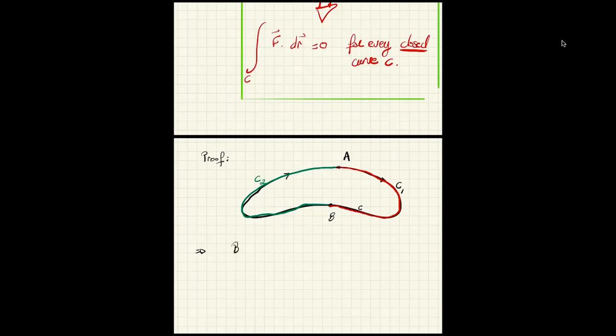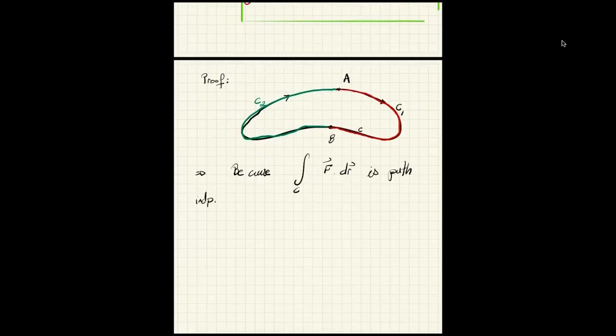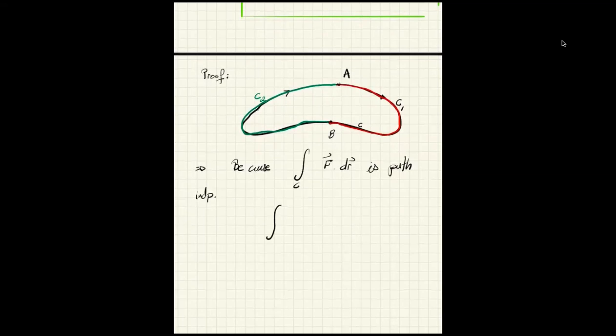So because this is path independent, the integral on C1 of f dr is equal to the integral on C2 of f dr. It doesn't matter, it's the same endpoints, A and B. Okay?